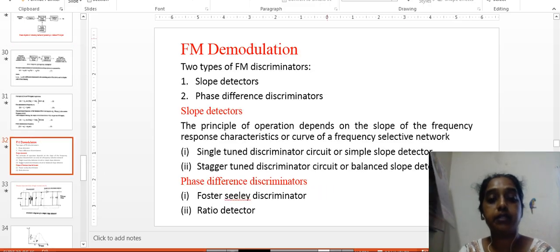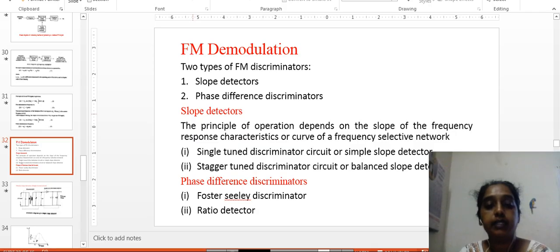In the demodulation methods, we have two types: slope detector and phase difference discriminator. The slope detector depends on the slope of the frequency response characteristic curve of the frequency selective network. It can be a simple slope or a balanced slope detector. In the phase difference discriminator, we have the Foster-Seeley discriminator and a ratio detector.